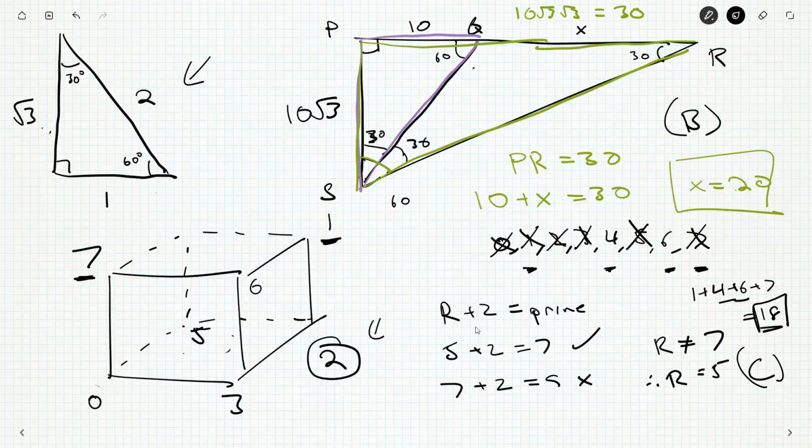Can 6 go here? Well, 7 plus 6 is 13. That's prime. 1 plus 6 is 7. That's prime. 6 plus 3 is 9. So 6 is out. 6 can't go here. The only thing that's left is 4. Does that work? 1 and 4 is 5. 7 and 4 is 11. And 3 and 4 is 7.